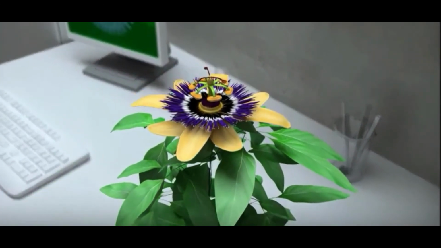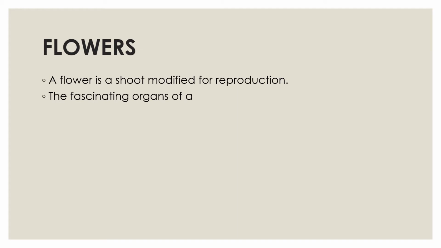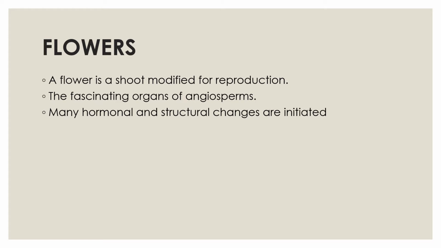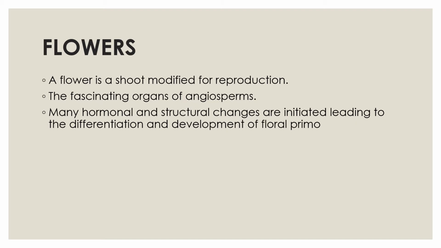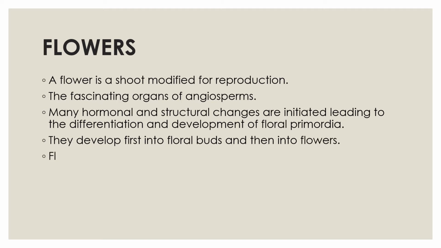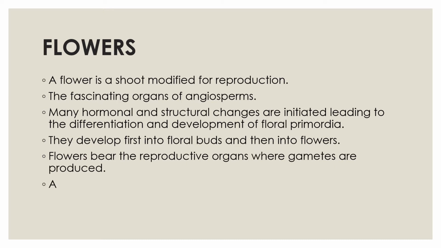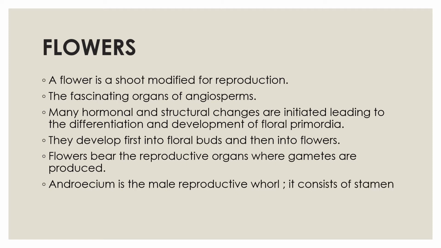So starting with flowers. The flowers are different from the outside, but internally the reproductive organs are mostly the same in all flowers. Basically, a flower is a shoot modified for reproduction. It is the fascinating organ of angiosperms. Many hormonal and structural changes are initiated, leading to the differentiation and development of floral primordia. The floral primordia first develop into floral buds and then into flowers. Flowers bear the reproductive organs where gametes are produced.